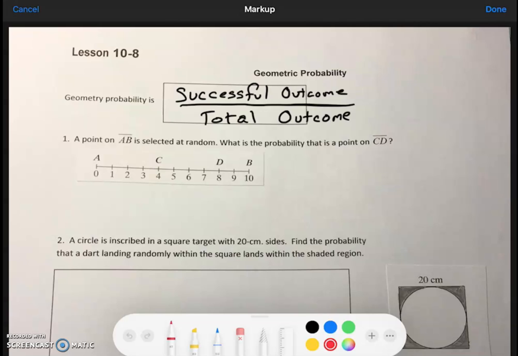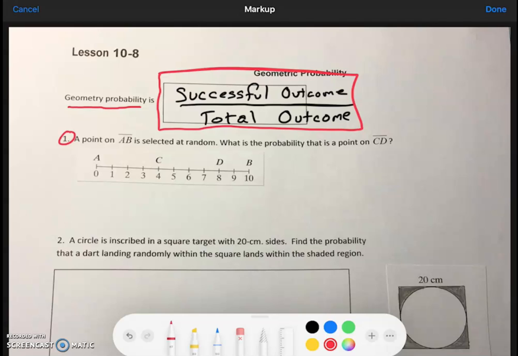Here are the notes for lesson 10-8, geometric probability. And I already wrote the first definition here. Geometric probability, like all probability, is just successful outcome over the total outcome. And if you're talking about geometry, it's usually going to refer to the area of something. All right, let's try number one here.